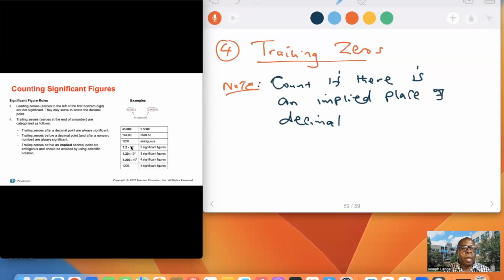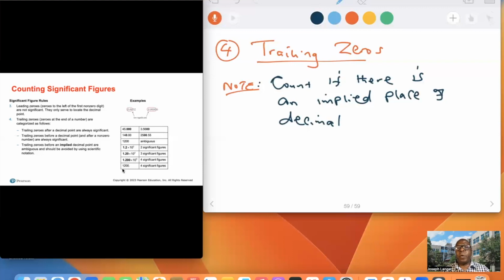And then numbers in scientific notation, this is pretty straightforward. I recommend that anything on the left side of the multiplication sign, when a number is expressed in scientific notation, counts as significant figures. Look at this. Why do we say two significant? It's because of 1 and 2. 1, 2, 3, 3 is significant. Anything on the left side, it doesn't really matter whether it's zero or how many zeros, so long as it's on the left side of the multiplication sign. 4 significant, 1, 2, 3, 4. We have 4 significant. And here, 4 because there is an implied place of decimal.